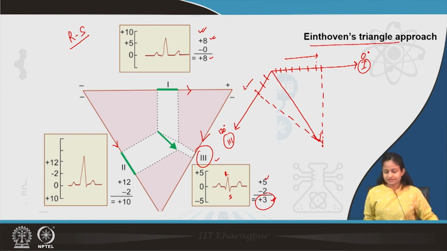So, as you can see, this cardiac axis is falling actually between 0 to 120 degrees, probably the angle will be 60 degrees. You have to take the angle from the 0 degree. So, this is the 60 degrees. So, the cardiac axis here is 60 degrees. So, it is a positive 60 degrees.